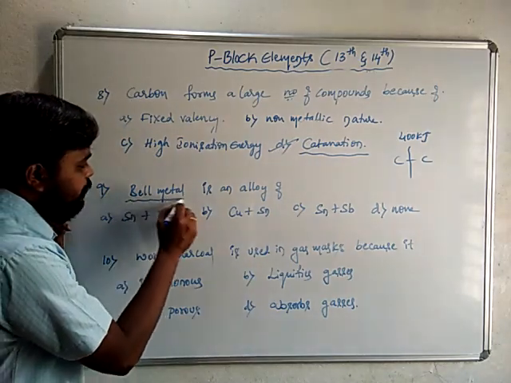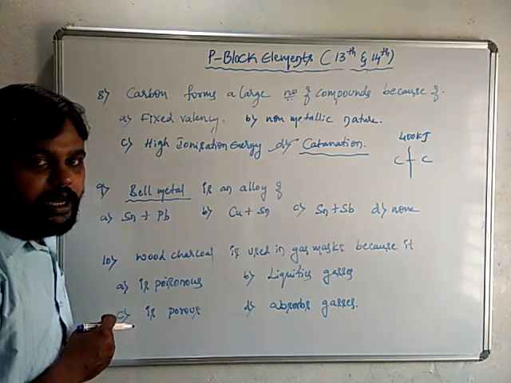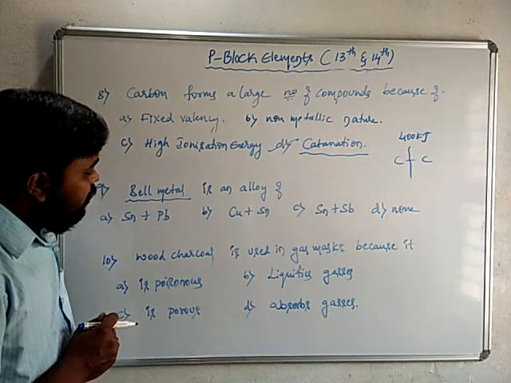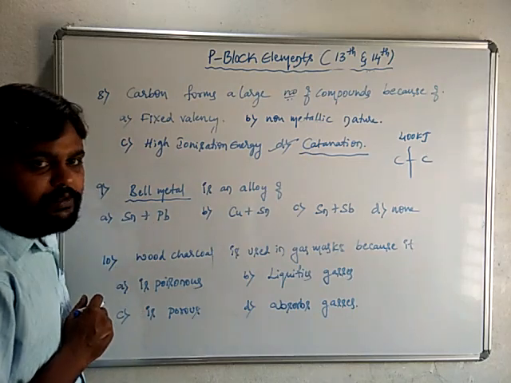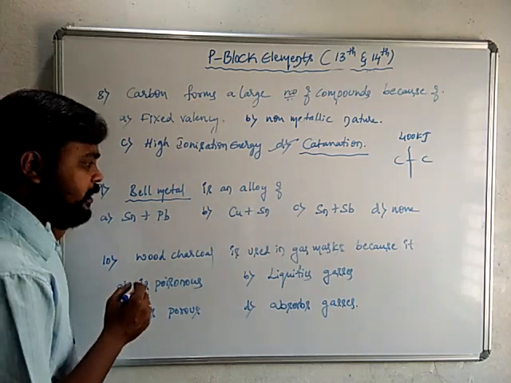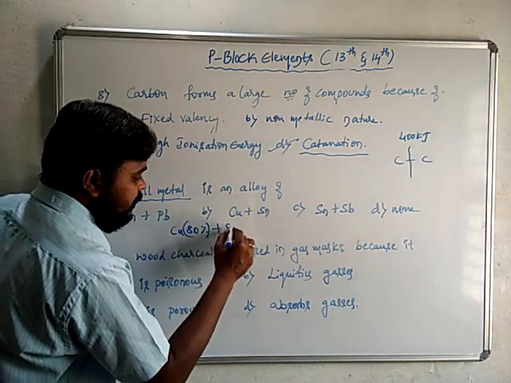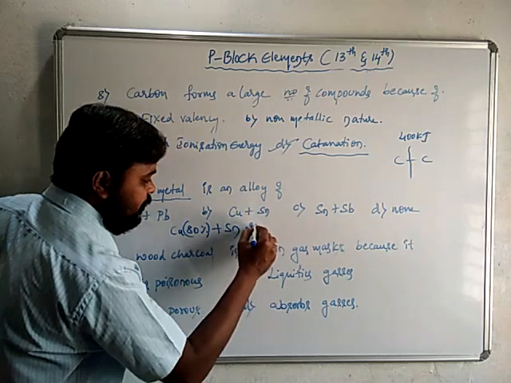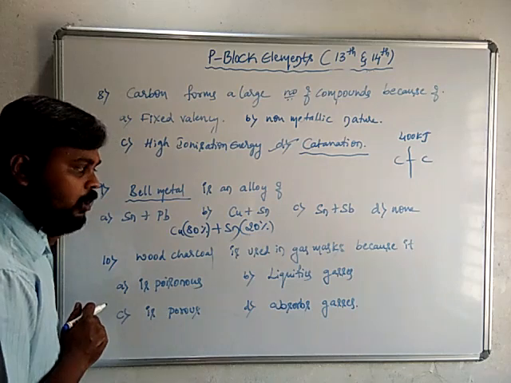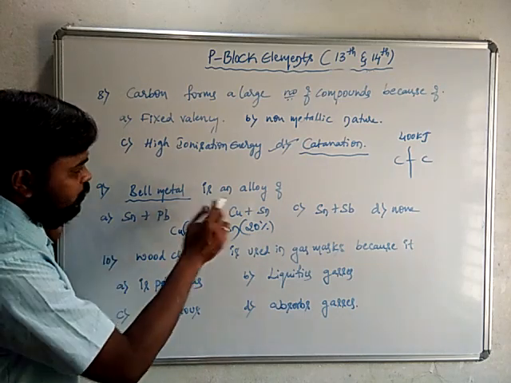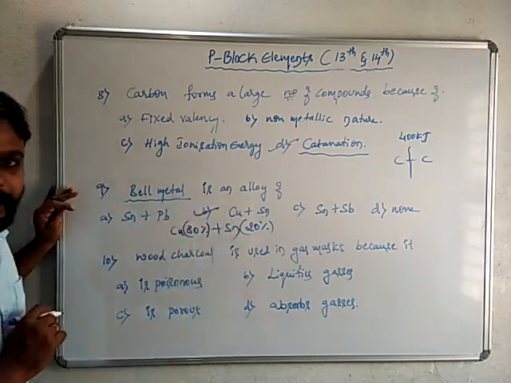So the next question is, bell metal is an alloy of. Alloys are obtained by mixing two or more metals or non-metals, that is, mixing up two or more elements. Bell metal is one such alloy. It consists of two important elements: copper with 80% and tin, or stannous, with 20%. A mixture of copper 80% and tin 20% is called bell metal. That's why bell metal is an alloy of copper and tin. Hence option B is the right answer.